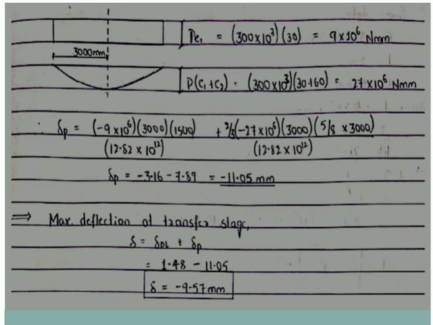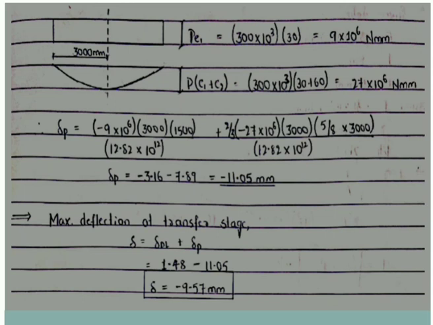How do we find the area? Area is the depth of the rectangle, that is 9 into 10 raised to 6, multiplied by 1/2 we are considering, that is 3000. The total length is 6000 mm or 6 meters, into L by 2 by 2, which comes out to be 1500. So this is nothing but A into X bar, where X bar is 1500. We are taking only the 1/2 of the portion for analysis, divided by the EI value which we have found out.